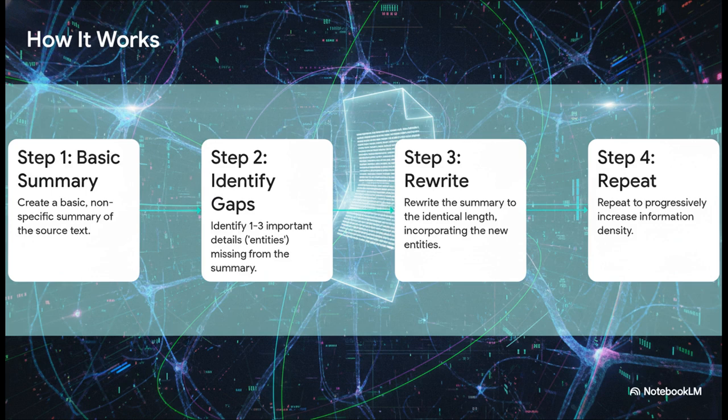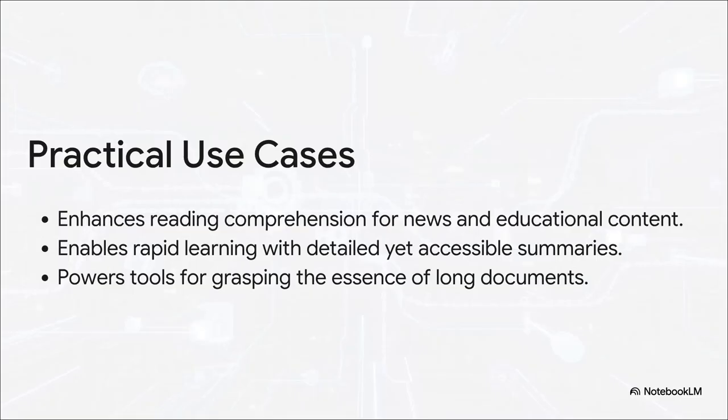First, in step 1, the AI spits out a really basic, kind of generic summary. Then, and this is where it gets smart, in step 2, it looks at that summary and identifies 1 to 3 key details or entities that are missing. The real magic, though, happens in step 3. It rewrites the summary to include those new details, but, and you gotta catch this, it has to keep it the exact same length. It's forced to be more concise and clever with its wording. Then it just repeats that process over and over, making the text denser and more informative each time without adding a single extra word.